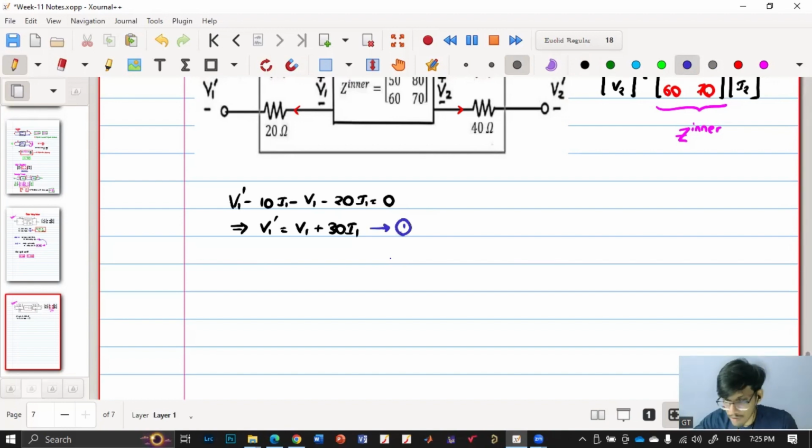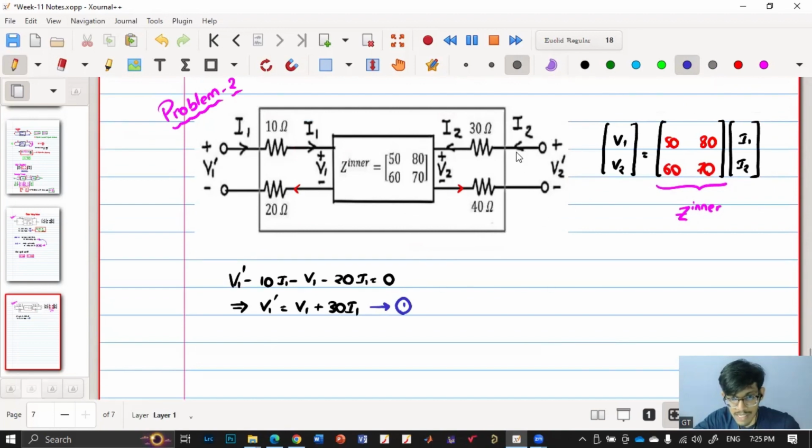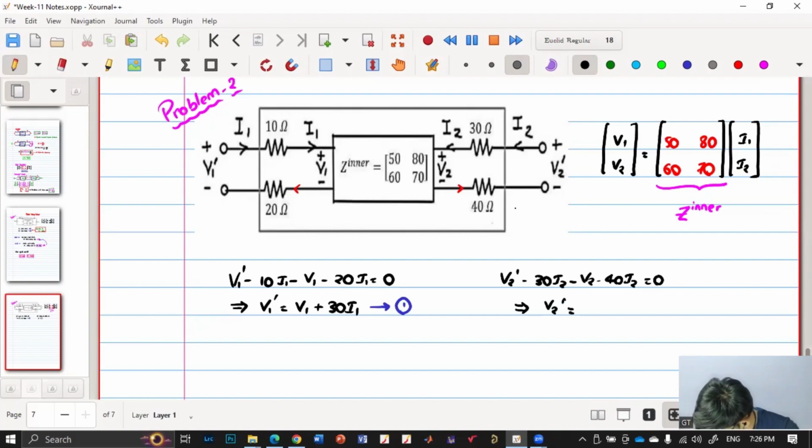Now, if we apply KVL in this other loop, in this branch, then what will we get? We will get V2 dash minus 30 I2 minus V2 minus 40 I2 equals 0. So you will get V2 dash equals V2 plus 70 I2, and this is our equation 3.